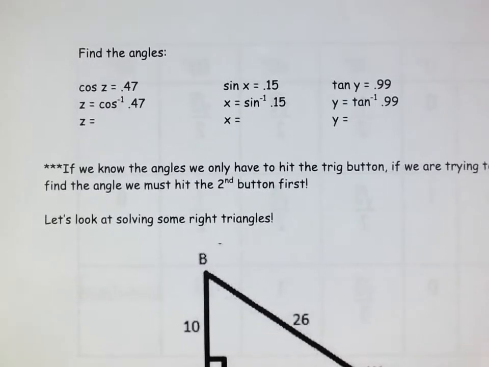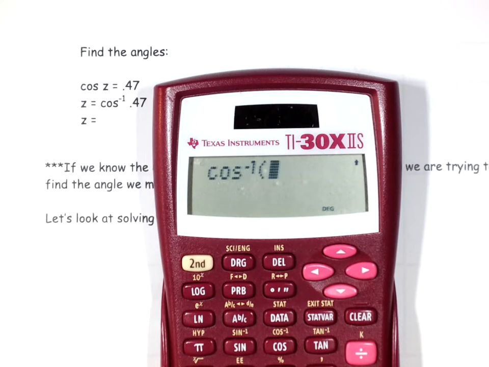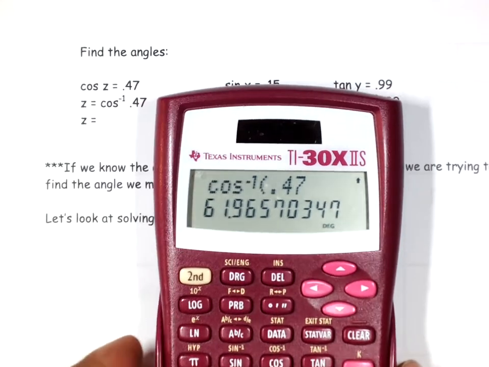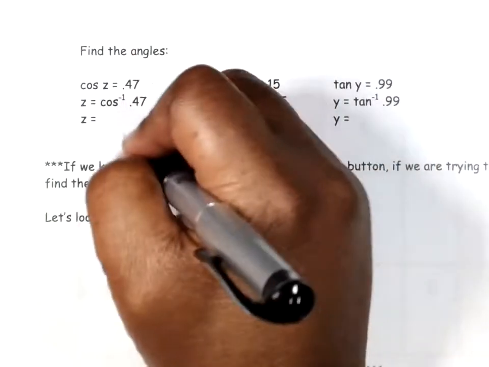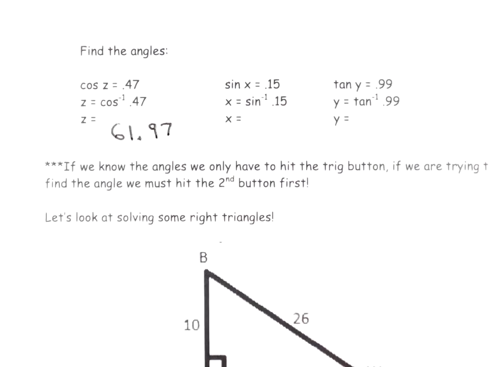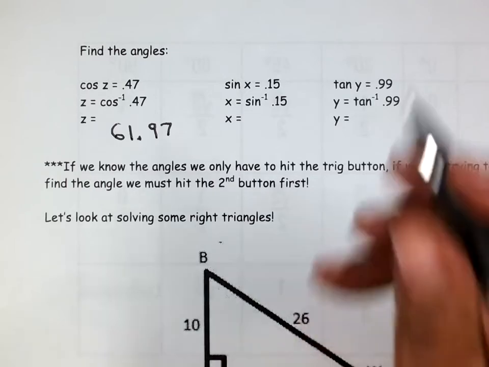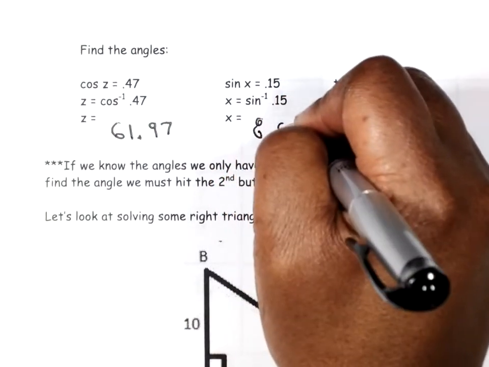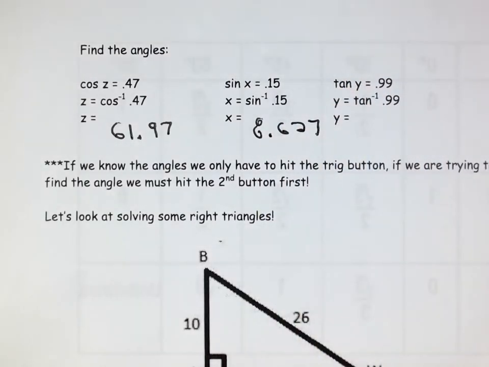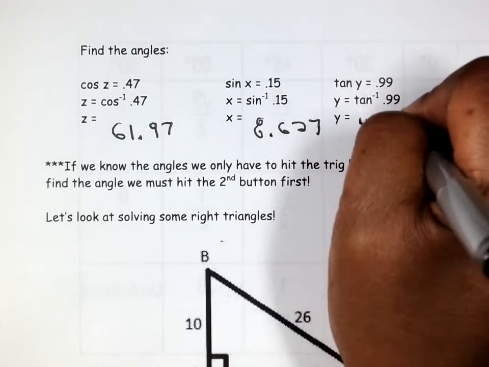So I have cosine z is 0.47. I'm going to hit second function, cosine, and 0.47. And that angle is 61.9657. So I'm just going to round it off to 61.97. Inverse sine of 0.15 is 8.627. And the inverse tangent of 0.99 is 44.712.